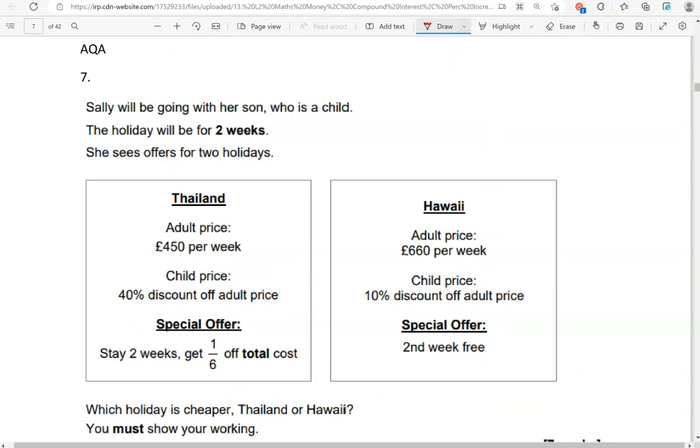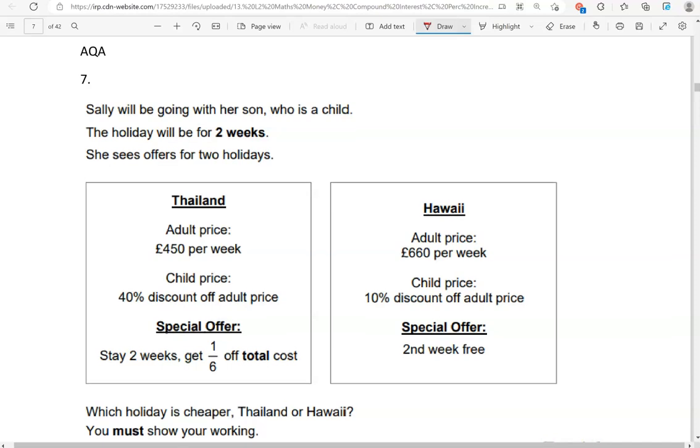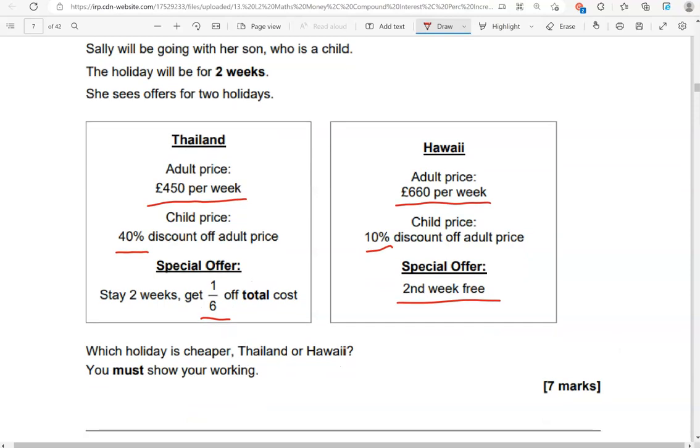Sally will be going with her son, who's a child. The holiday will be for 2 weeks, so going somewhere on holiday. She sees offers for 2 holidays. Thailand: adult price £450 per week, child price 40% discount off adult price. Special offer, stay 2 weeks, get 1/6 off total cost. Hawaii: adult price £660 per week, child price 10% discount off adult price. Special offer, second week free. Which holiday is cheaper, Thailand or Hawaii? You must show your working.